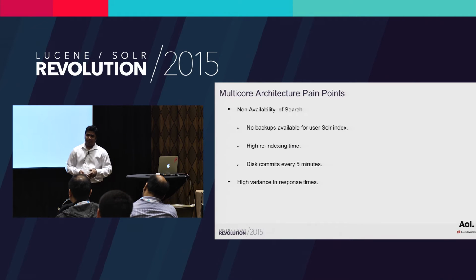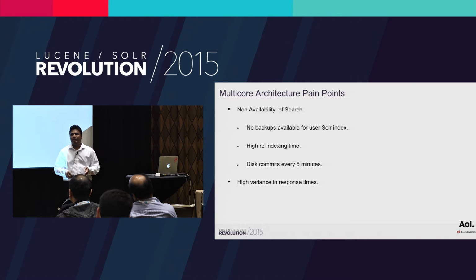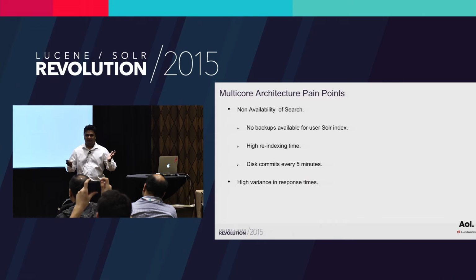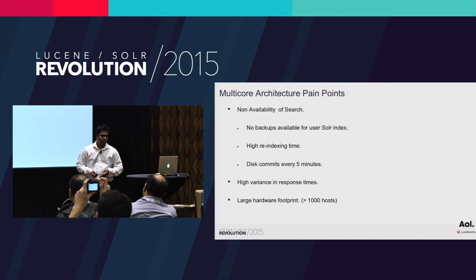And as I mentioned, due to the variation in the size of the Solr cores, we had a high variation in response time. Usually we would average around 20 to 30 milliseconds, but our large or faithful users who have large indexes would see anywhere between over 100, 150, 200 milliseconds, which was horrible.